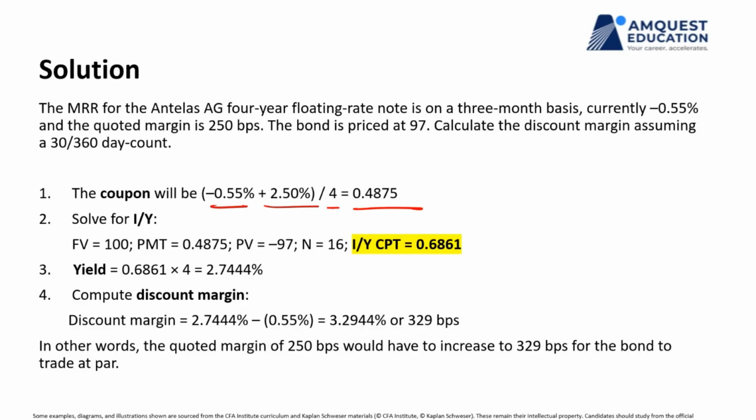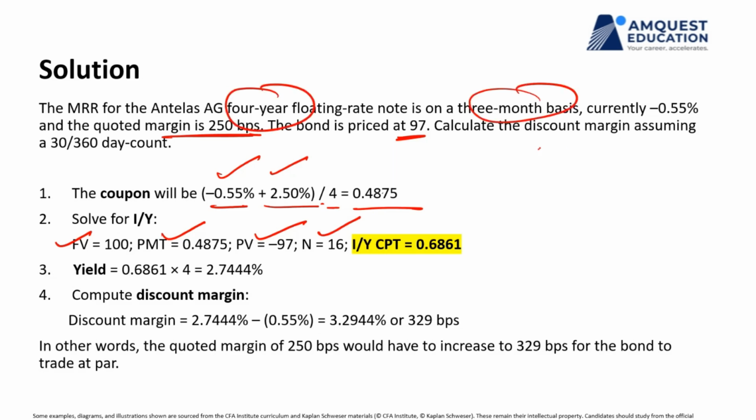So in 1 year, this is how your coupon will look. And because we are doing 3-month quarterly basis, we have divided it by 4. Starting number plus the quoted margin divided by 4. Face value 100, PMT 0.4875, present value minus 97, N 16. This is a 4-year floating bond, but because it's 3-month quarterly, 4 into 4, 16 N, and I/Y is this. Remember, like semi-annual, you will have to multiply your yield by 4 to complete the calculation. Now this becomes your yield.